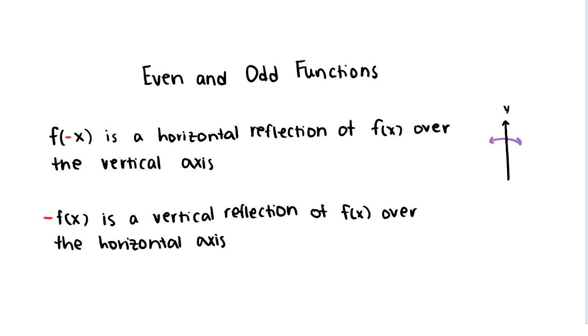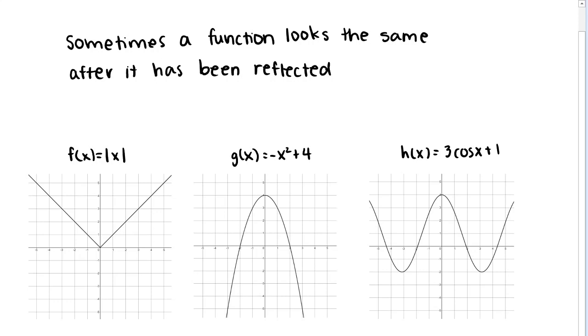Whereas if we negate the function itself, or we negate the output of the function, this reflects our graph vertically. So here this takes our function and reflects it over, for example, maybe an x-axis, a vertical reflection. So sometimes a function looks the same after it's been reflected. And so it can be useful to take advantage of this symmetry, and so I'd like to give this symmetry some language or a name.